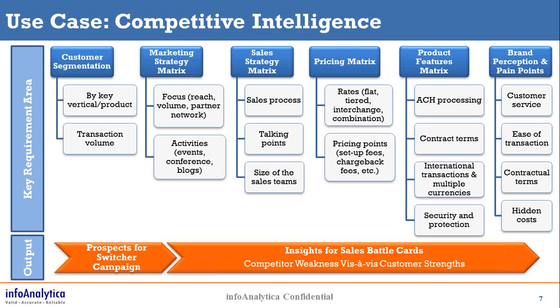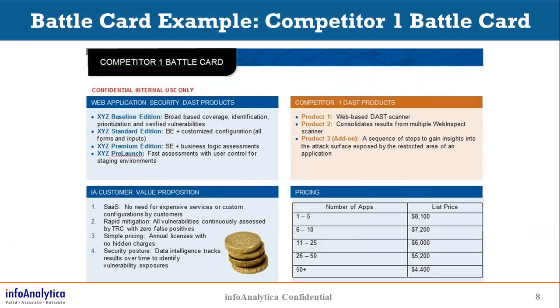And further, at the end of this exercise, we normally also develop sales battle cards that bring out competitor weaknesses versus our customer strengths. And this equips sales teams with the relevant information required to improve the likelihood of switching over a prospect. So in conclusion, to illustrate how these processes lead to critical sales and marketing intelligence for account-based marketing, we've included one of the sales battle cards we developed for another technology company that offers a SaaS product that addresses enterprise web application security.